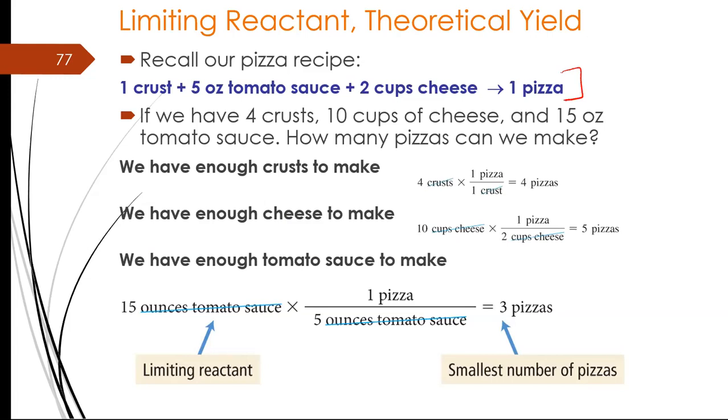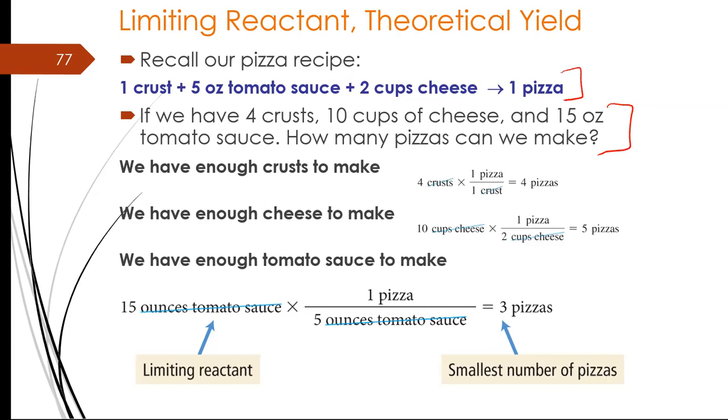And so if we have 4 crusts and we have 10 cups of cheese and 50 ounces of tomato sauce, how many pizzas can we make? So for this situation, we always have to try to get them into something that is the same, something that we can compare them to. So in this case, we can change them all into pizzas. We could have also changed them all into crusts or all into cheese, whatever you want, but we have to get them all into the same unit.